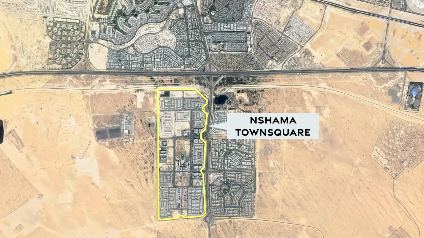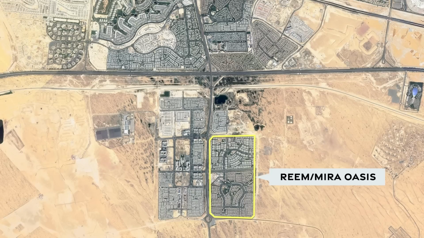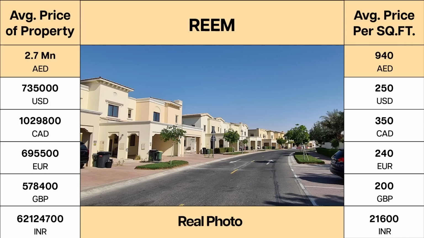Town Square is another affordable townhouse community by Nashama. Average price per square foot is at 1100 and the average unit price is at 2.3 million dirhams. Reem, next to Town Square, is another old community and was developed by Emaar. Average price per square foot is at 940 dirhams.